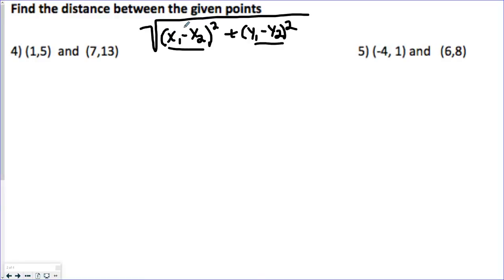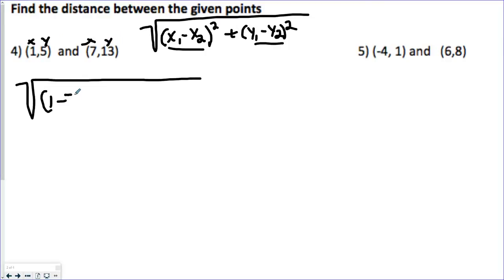So I could say y1 minus y2 squared plus x1 minus x2 squared. It's the same thing. So for number 4, let's get our big square root here. The first thing is to subtract your x's. My first x is 1. Remember, this is x, x, and then y, y. So 1 minus 7 squared plus 5 minus 13 squared.